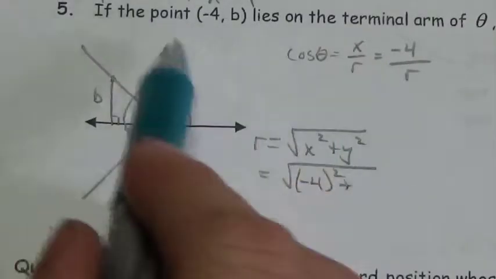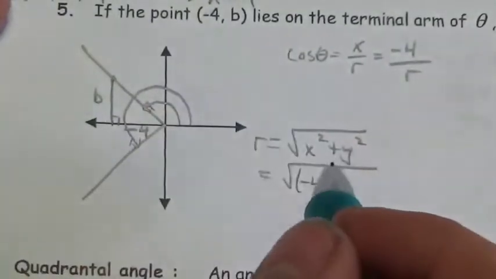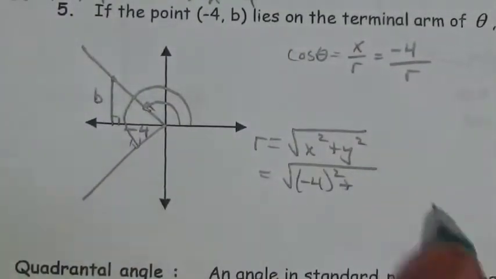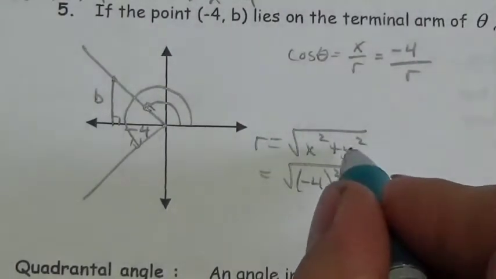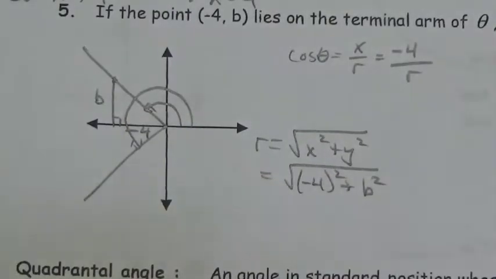Well, what is y here? What is the y coordinate in this question? And the answer is it's b. That's what I'm given, b. So where it was y squared here is now going to be b squared.